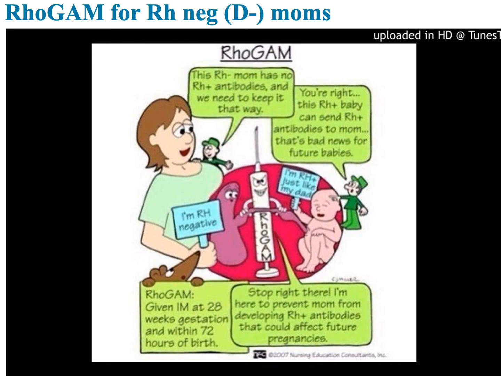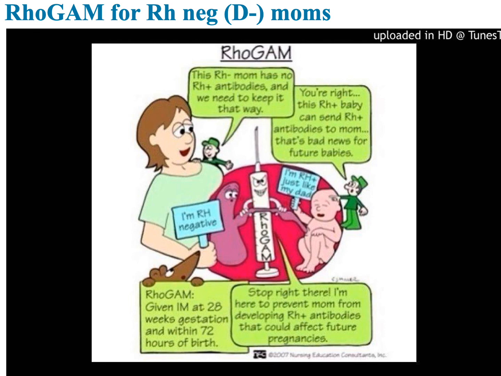That's not a problem for baby number 1. It's a problem for baby number 2, because if baby number 2 is also Rh positive and mom has antibodies against it, then the antibodies she created because of the first baby can attack the second baby.